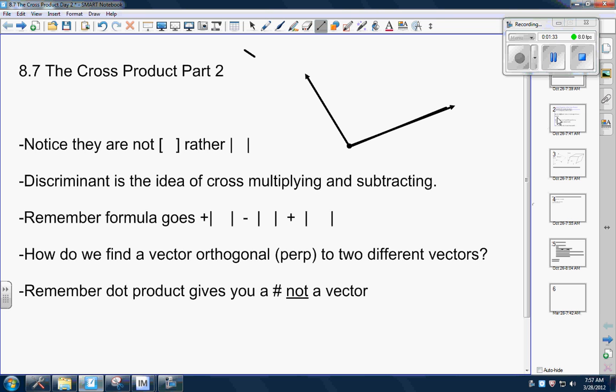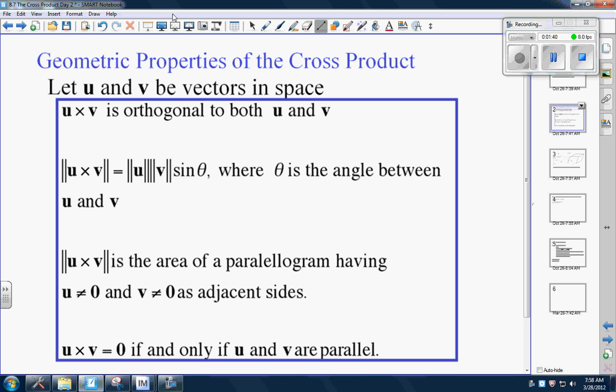We left off yesterday with some geometric properties. We're going to finish the rest of those up. Here they are, the geometric properties of the cross product. If you've got any vector u and any vector v in space, so three dimensions, in the room, wherever, the cross product is orthogonal to u and v, by definition. So anytime I give you two vectors and ask you to find something orthogonal to them, or prove a vector is orthogonal, you need to find the cross product.